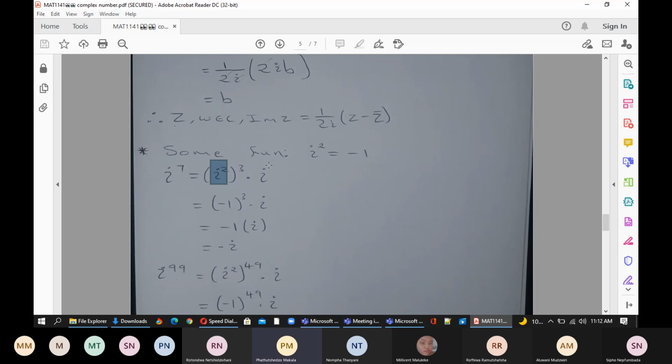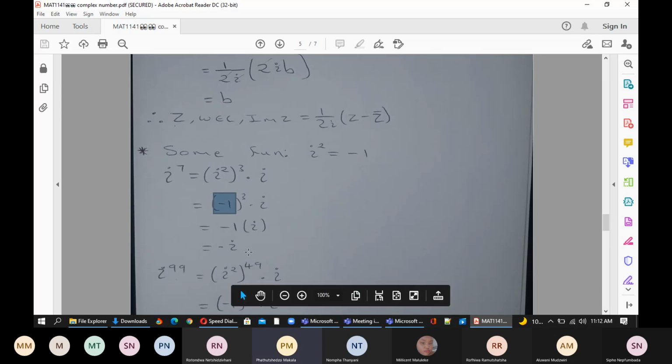Are we together? Yes. So where they say i to the power 2, we know that it is equal to -1. So this is -1 to the power 3 times i, which is -1 times i, which is -i. Did you see that?